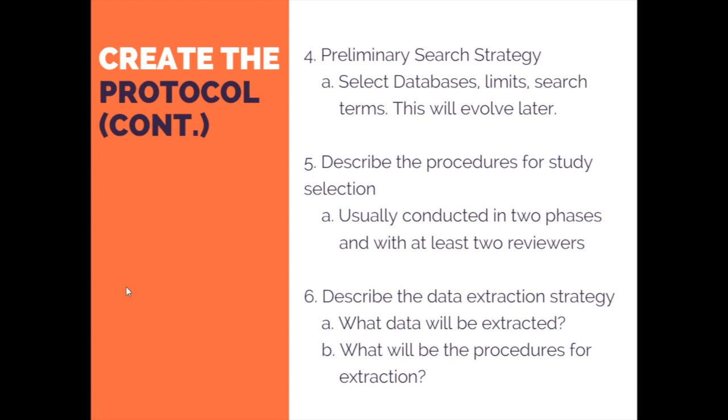From here, you'll describe the procedures for study selection. So we have two individual reviewers, three, four. If you have two, will you have a third reviewer for any tiebreakers? This is usually conducted in two phases, but will you be doing it that way or not? From there, you'll describe the data extraction strategy. What data are you looking to extract? Are you looking to extract data such as adverse effects, population, treatment? What data will you be looking at? And what procedures will you be looking at for extraction? Are you going to put the data in an Excel file, an Access file, such and such?